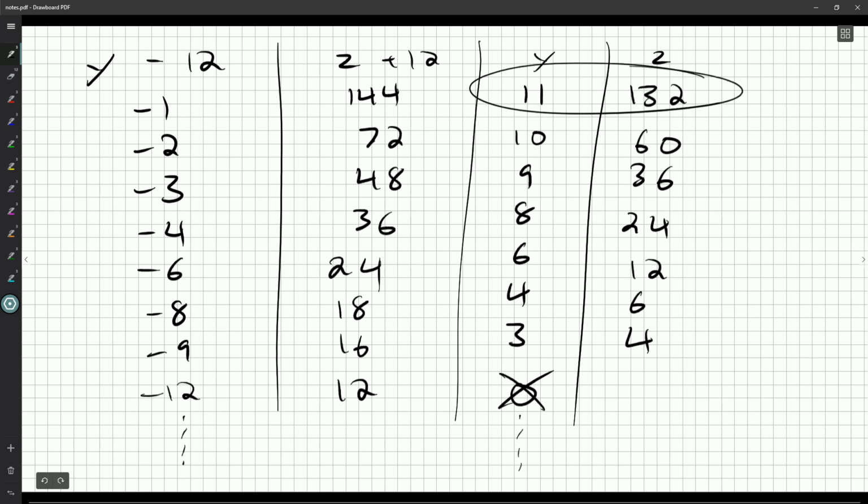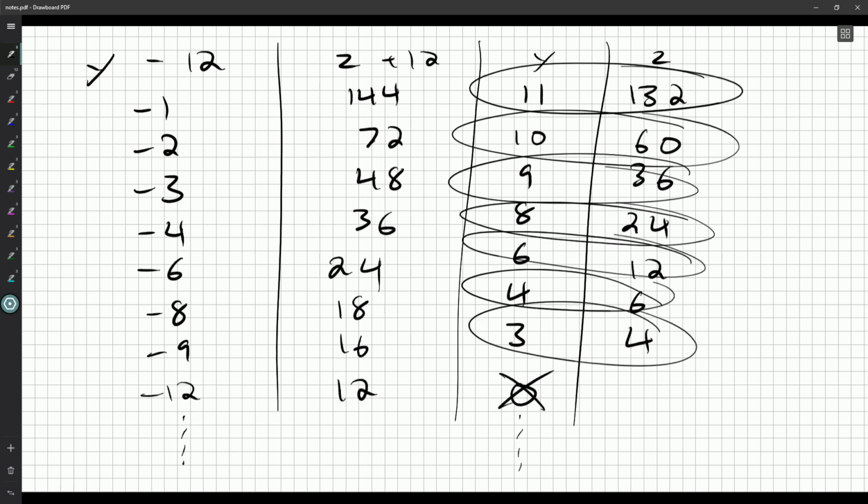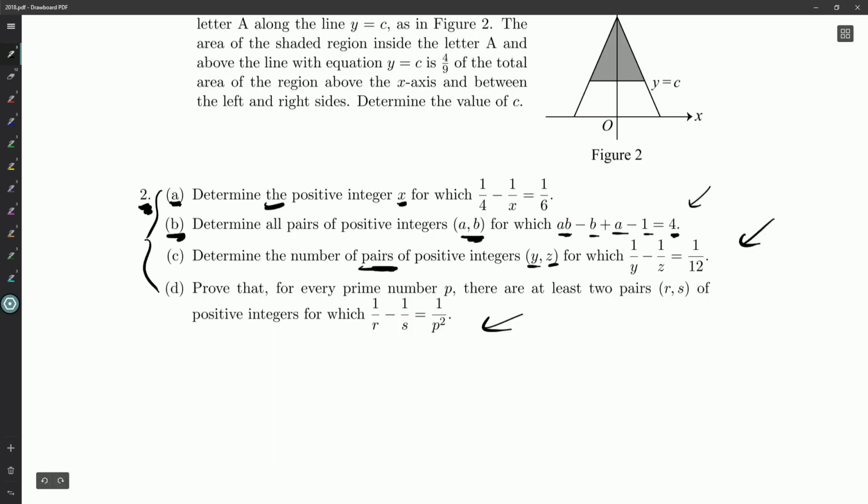Alright, so there we go. And you would just package them up quite nice and neat and tell everybody what you found. But those are all possible pairs y, z. There's 1, 2, 3, 4, 5, 6, 7. All 7 possible pairs. There we go. And they wanted to determine the number of pairs rather than just finding the pairs. So, okay, the answer is 7.